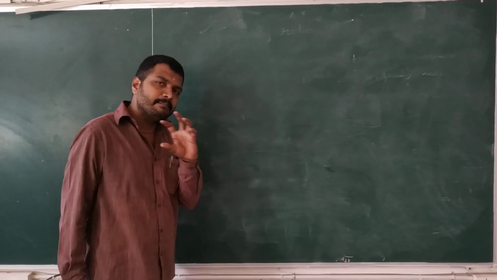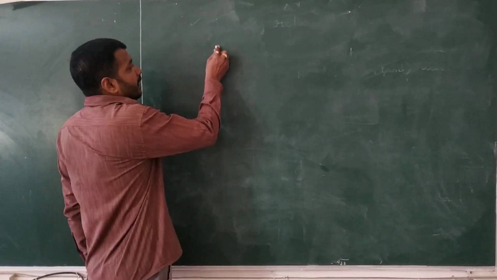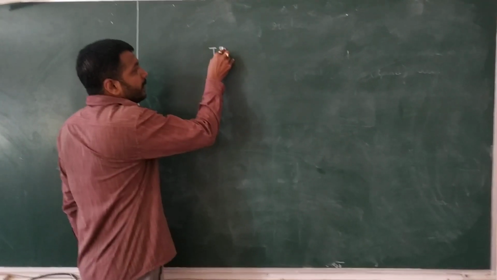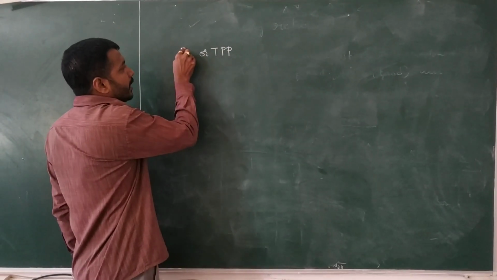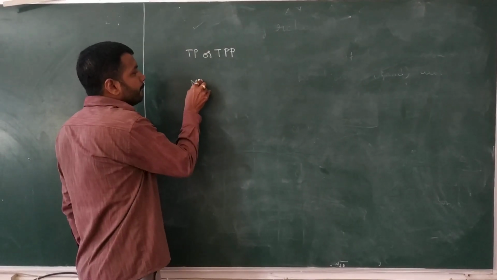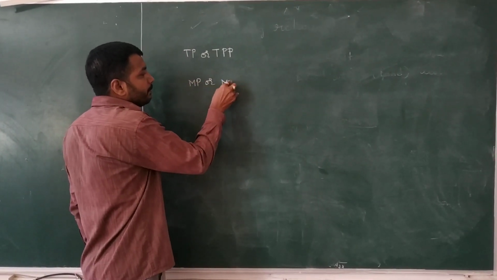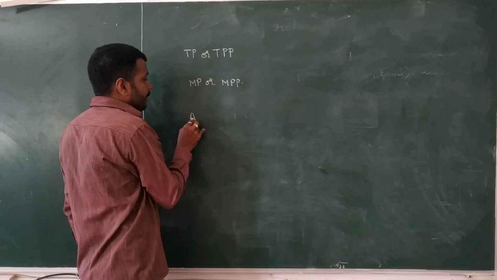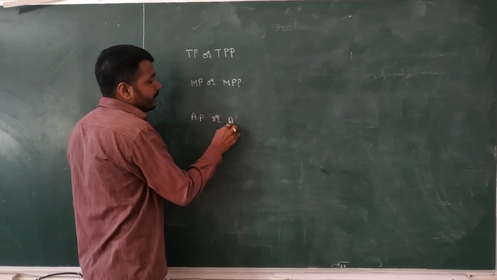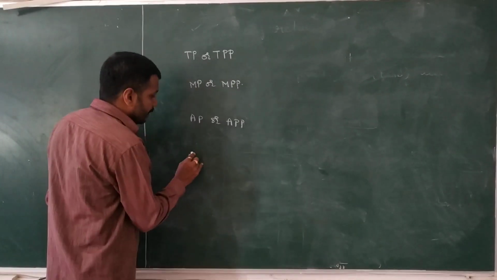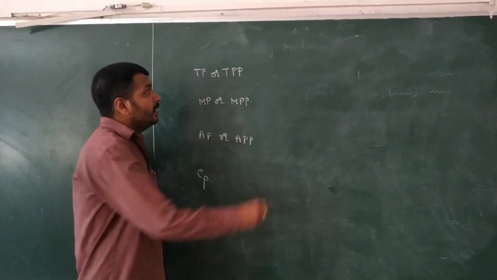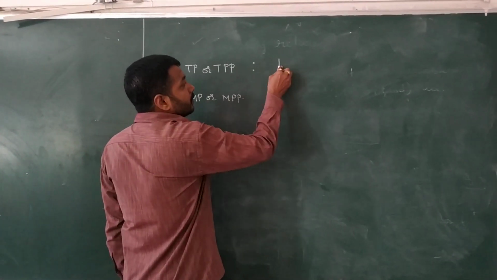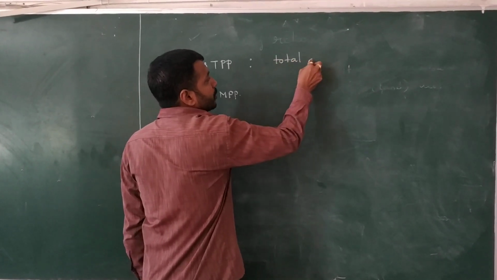We will understand some basic concepts. Okay, one used to be TP, or it is also called TPP. Another used to be MP or MPP, AP or APP. Okay, the last one is EP. TP stands for the total output.